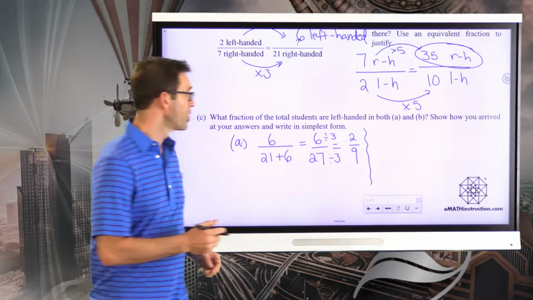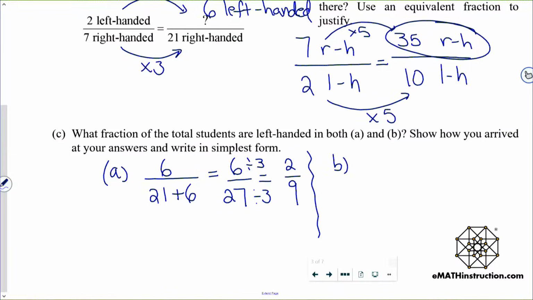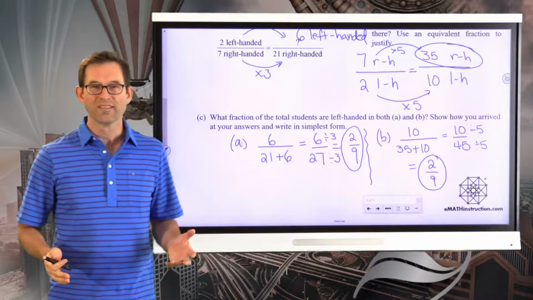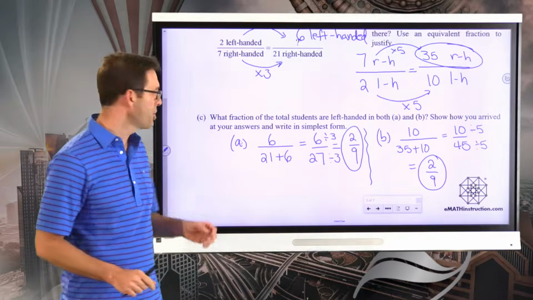Let's take a look at letter B. In letter B, remember, we had 10 left-handed students. We had 35 right-handers and 10 left-handers, so we had a total of 45 total students. I can reduce that by dividing both top and bottom by 5, and that's going to give me 2 ninths. Now, wait a second. That can't be a coincidence, right? And where's that 2 ninths really coming from?